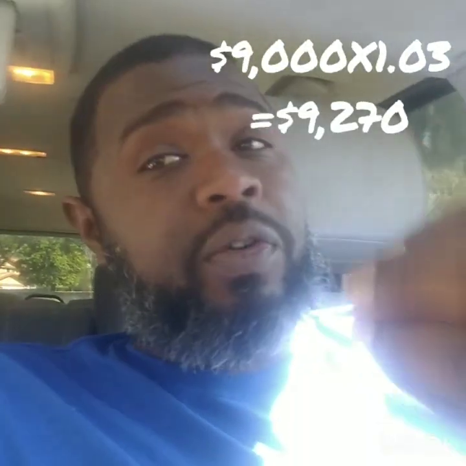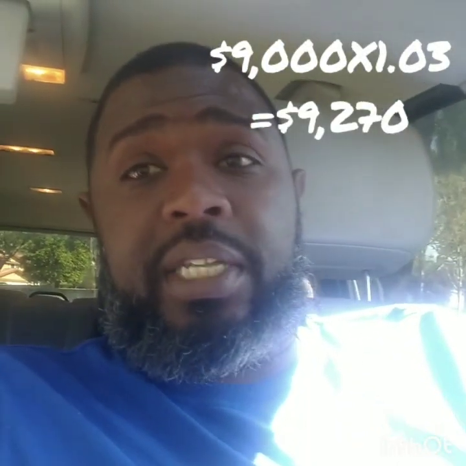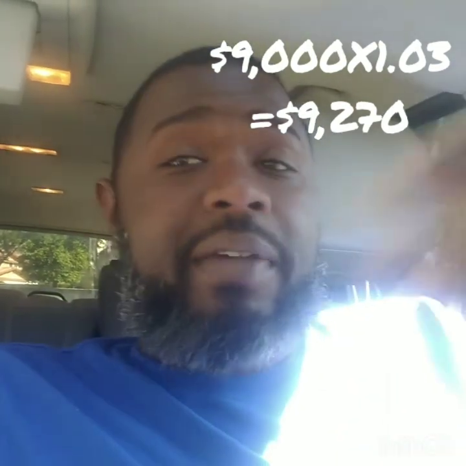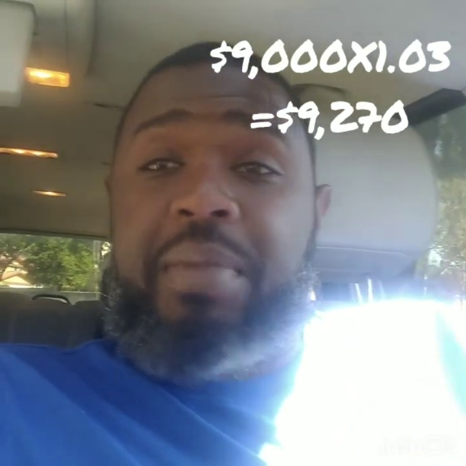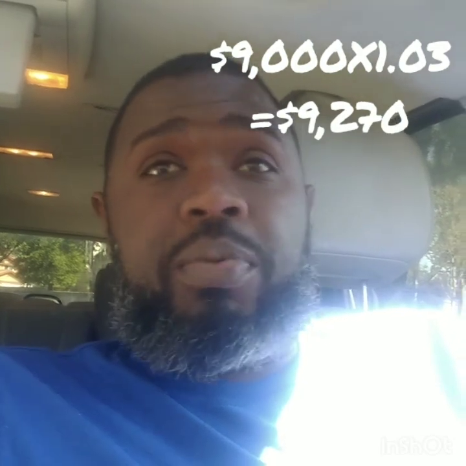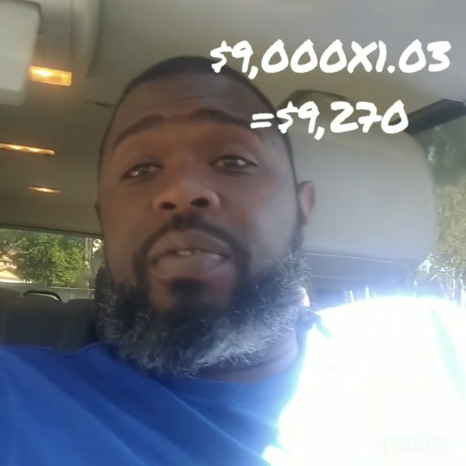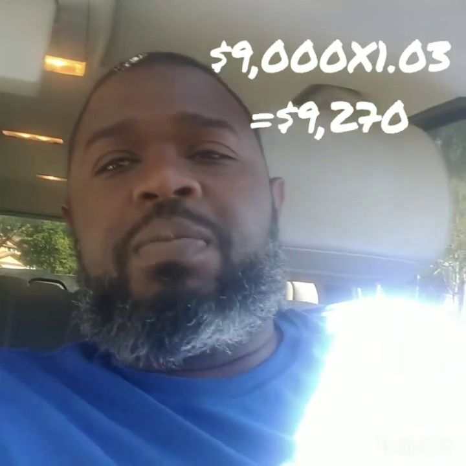Say your total job is 9,000. It has everything in there. You take that 9,000 and you times it by your overhead percentage. Now, if your overhead percentage is 3%, then you times it by 1.03. If your overhead is 10%, then you times it by 1.10.